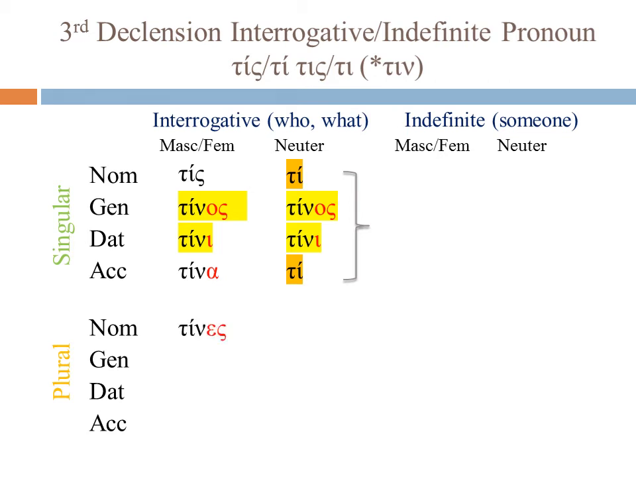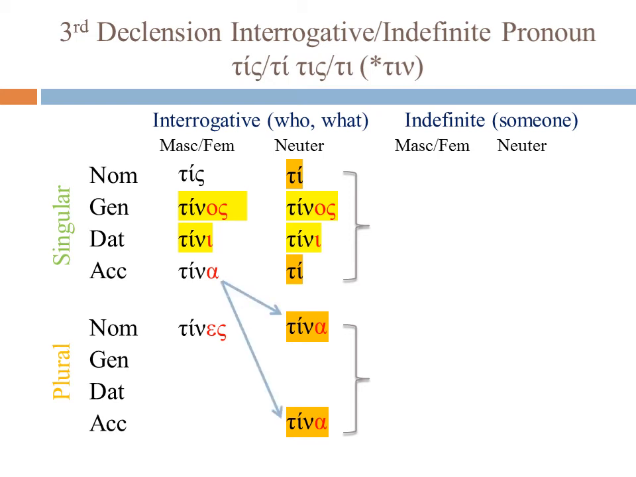The plural, the masculine, feminine, is tines. The neuter, the same in nominative accusative, is tina. Oh, remember the alpha at the end of all neuter nominative and accusative plural endings.